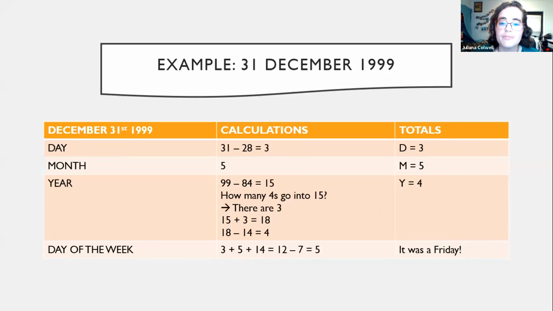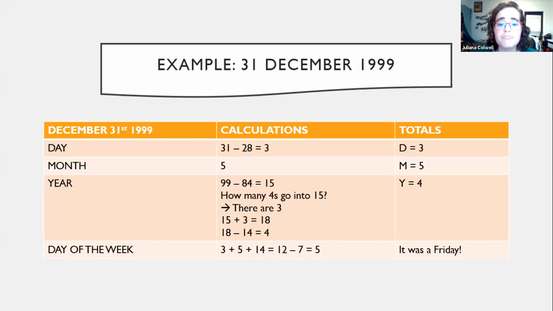So for December 31st, 1999, because it's the 31st, you can subtract 28 from that because that's divisible by 7. And so that gives you a 3. For the month, based upon the month table, December equals a 5. And then for the year, it is 99 subtract 84 because that's divisible by 7 and 4. So 28, it is 3 28s, I think, for 84.